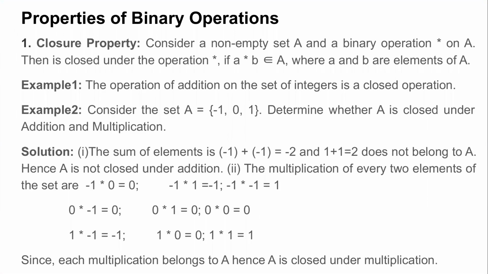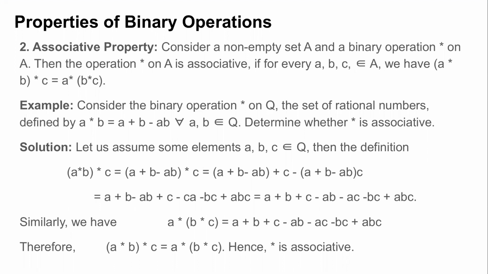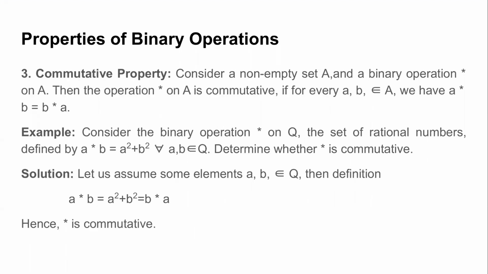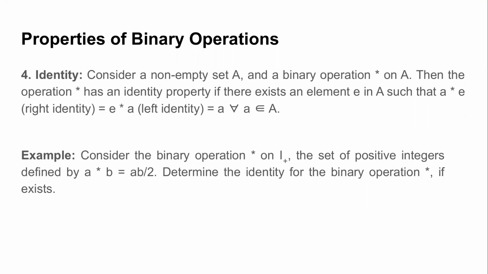Now, before we delved into what a group is, we studied various properties of binary operations. We saw the closure property, which basically means that given an input as an ordered pair from a given set A, when you apply the binary operation, the output should also be part of the set A. Then we saw the associative property, then the commutative property, and then the identity property.